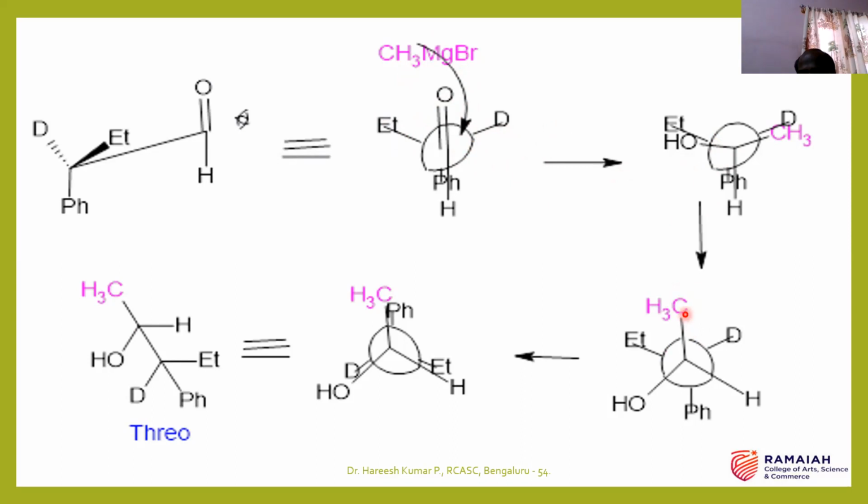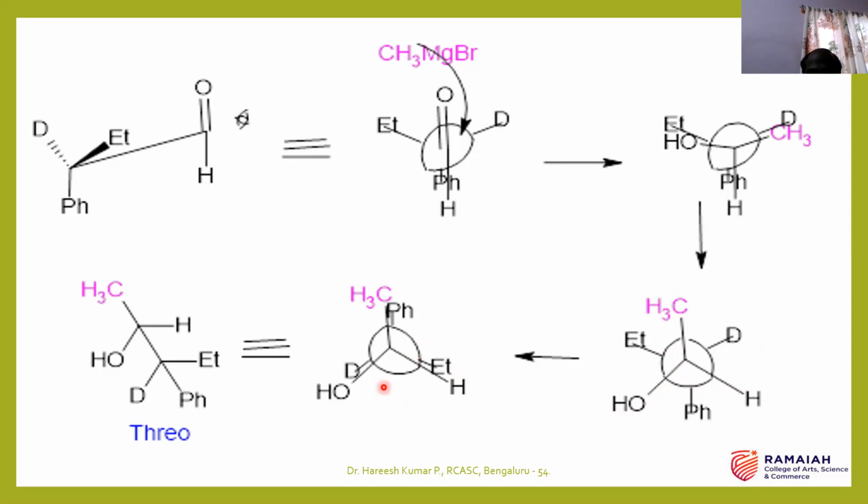So CH3 is here, OH is here, hydrogen is here. The back carbon is in the same position; there is no change. From here to here, it is the back carbon that is moving. Phenyl is moving like this. If the phenyl is moving like this, deuterium will come over here. That's what I have written here.